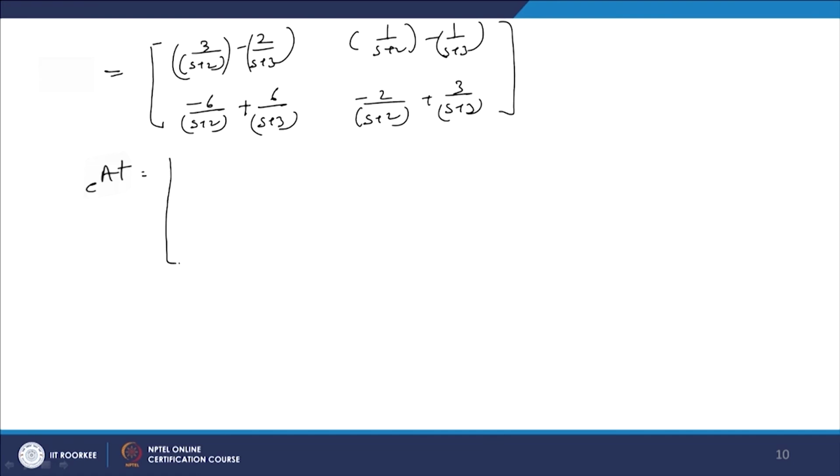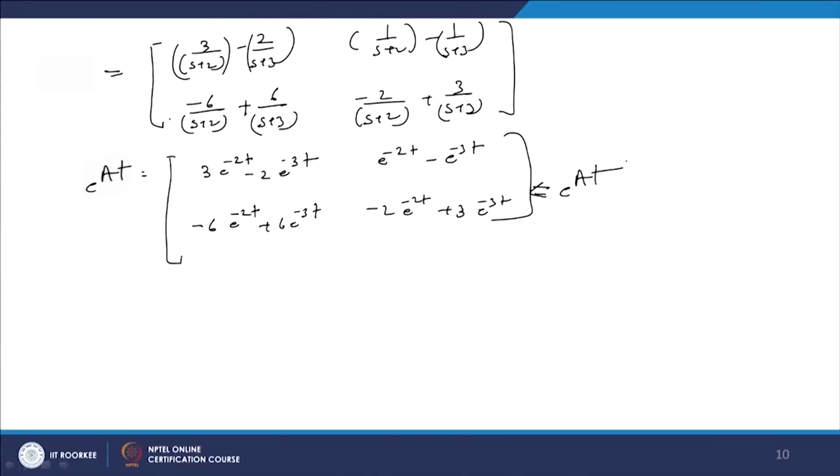and finally we can write down as 3 e raised to minus 2t minus 2 e raised to minus 3t. About this, minus 6 e raised to minus 2t plus 6 e raised to minus 3t, then here e raised to minus 2t minus e raised to minus 3t, then here lastly minus 2 e raised to minus 2t plus 3 e raised to minus 3t. But this particular portion is nothing but e raised to at.